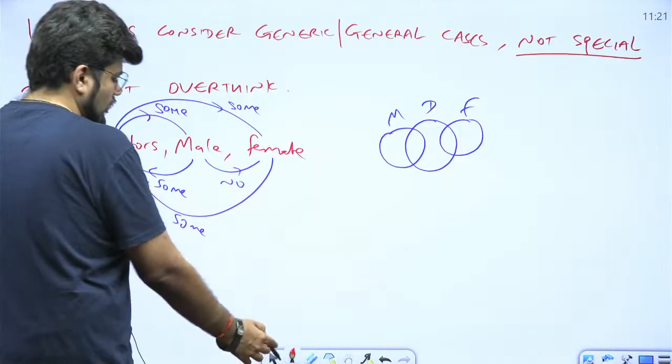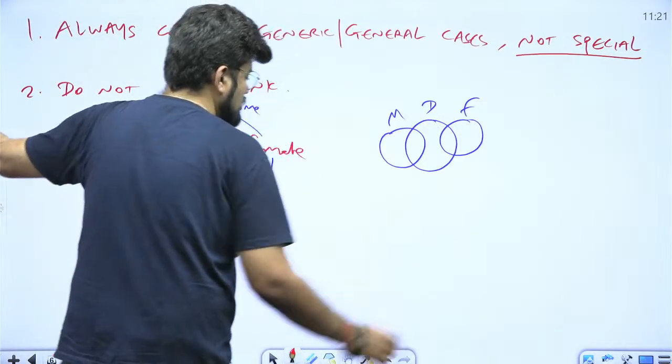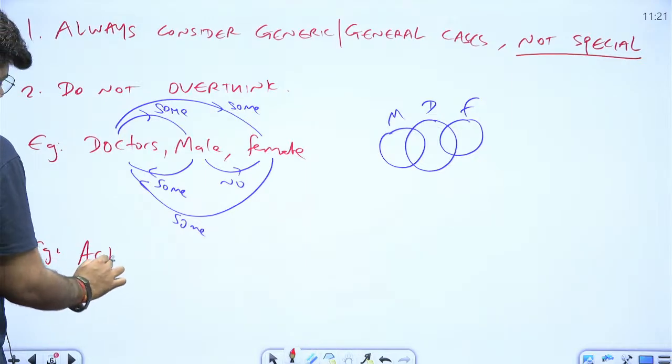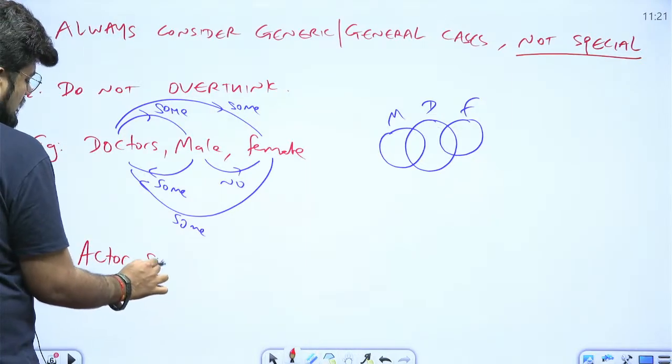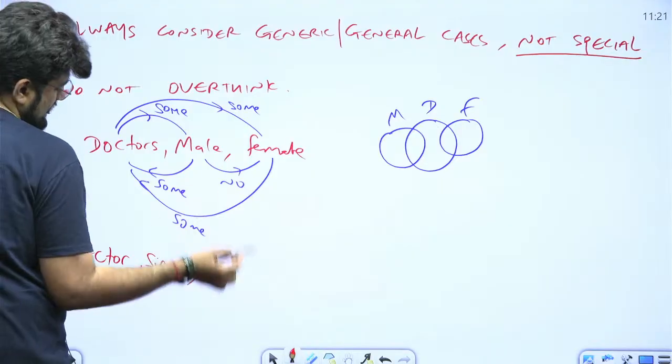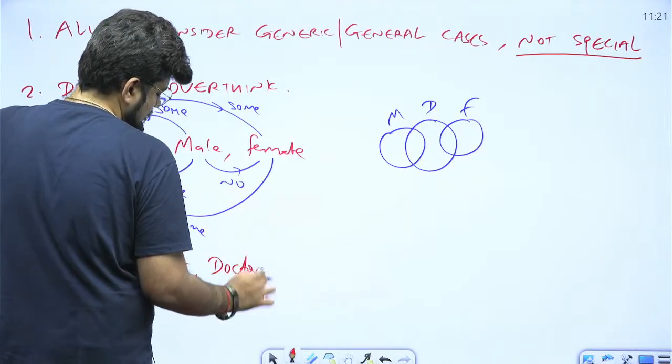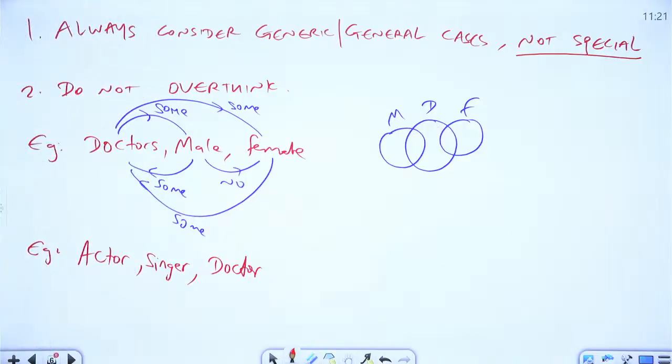A very common fallacy, a very common error which a lot of students make. Supposedly, actor, singer and doctor. Actor, singer, doctor.